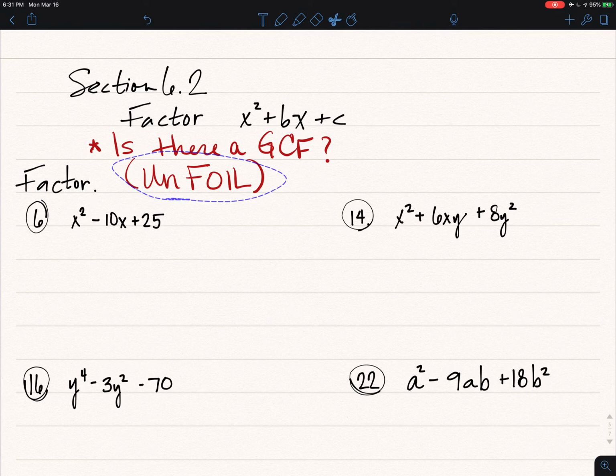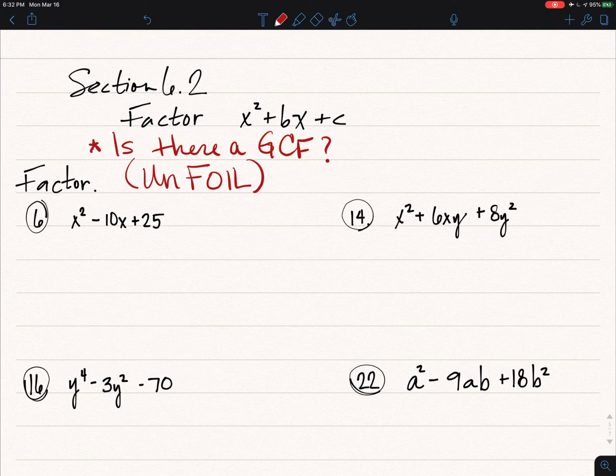Back in chapter 5, we learned how to foil. First, outer, inner, last. You remember that. And now what I'm trying to do is I want to undo that. I want to unfoil. But the real mathematical name for that is factoring. So I'm going to use some concepts like what I just learned about in the 2 worksheets that we just went through that we also touched on last class period.